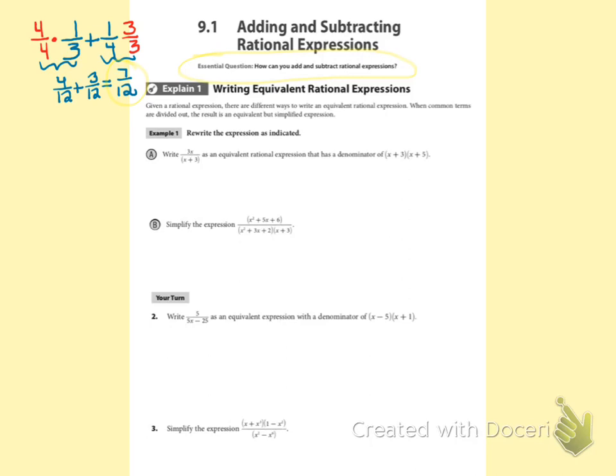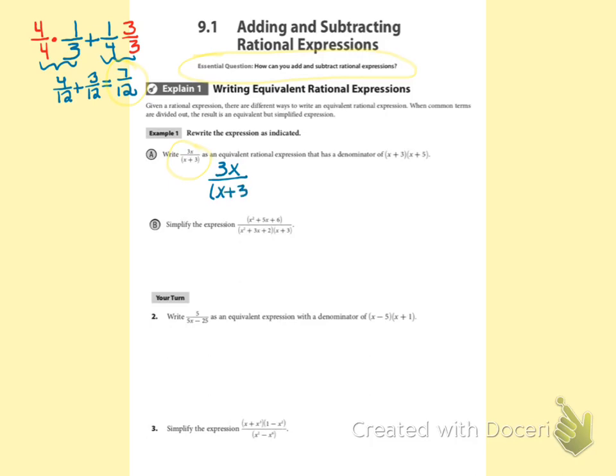So how's that going to work when we have rational expressions that have variables in them? That's, of course, going to be a little more complicated. We're going to start off by looking at how we could write an expression that has an equivalent denominator. Example A: rewrite the expression as indicated. We're starting with the expression 3x over x plus 3. If we wanted to write an equivalent expression, but have its denominator instead be x plus 3 times x plus 5, we need to change that denominator and give it another factor other than the x plus 3.